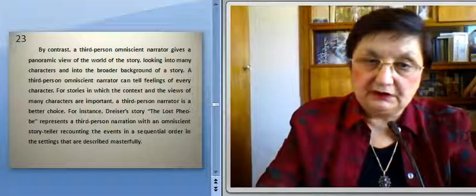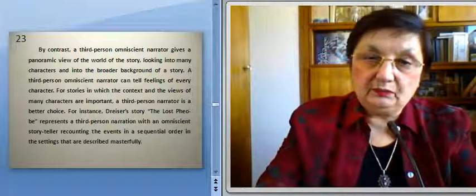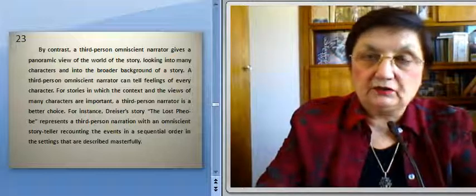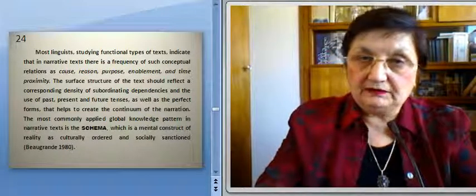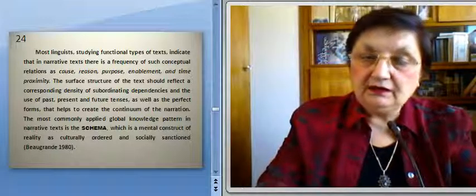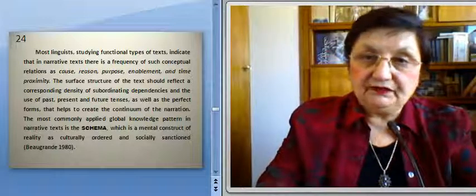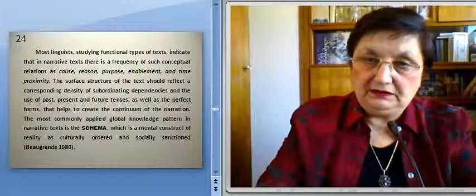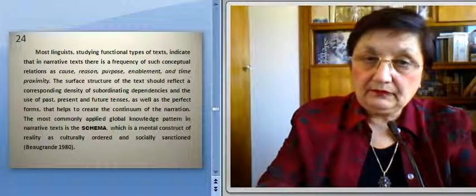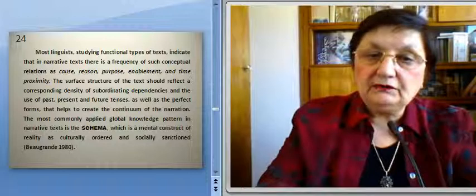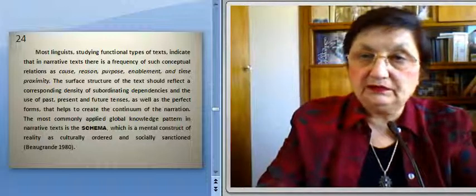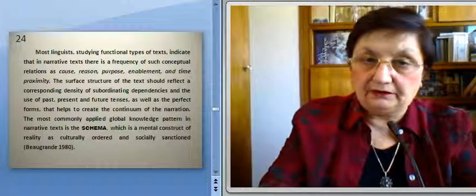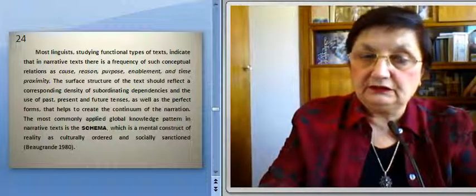Most linguists studying functional types of text indicate that in narrative text, there is a frequency of such conceptual relations as cause, reason, purpose, enablement, and time proximity. The surface structure of the text should reflect a corresponding density of subordinating dependencies and the use of past, present, and future tenses as well as the perfect forms that help to create the continuum of the narration. The most commonly applied global knowledge pattern in narrative text is the schema, which is a mental construct of reality as culturally ordered and socially sanctioned.